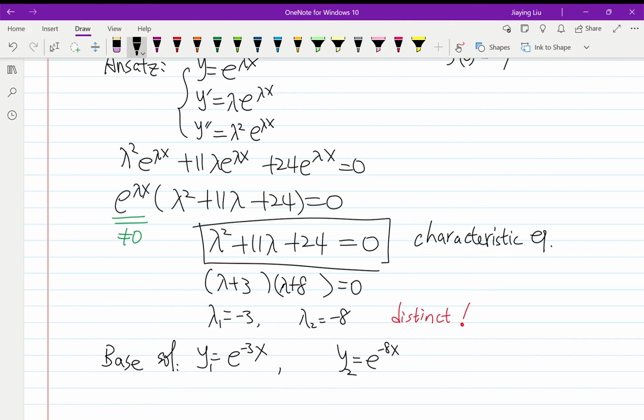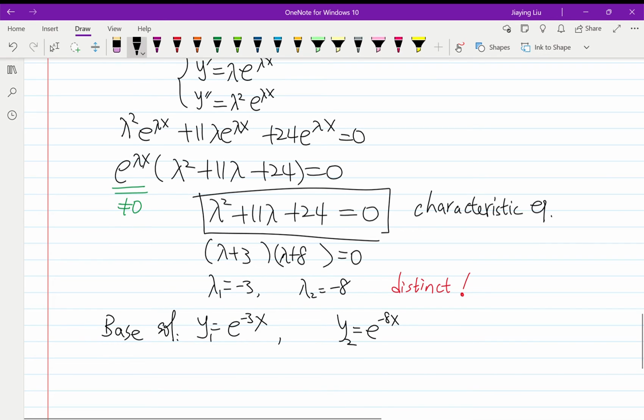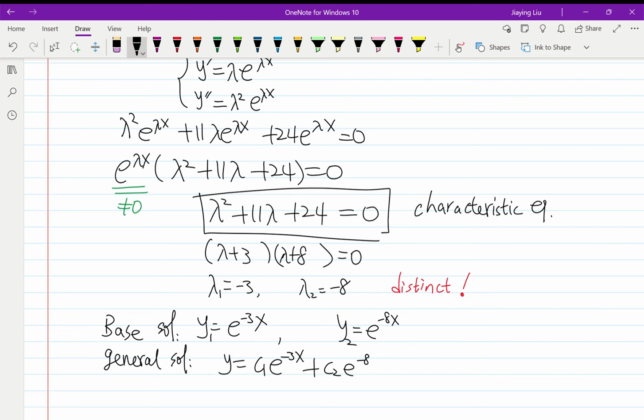And any combination of them, so if we take one multiplied by a constant plus a constant times the second one, that should also be a solution. That's the general solution. So we got y equals c1 e to the negative 3x plus c2 e to the negative 8x. So this is the general solution. In the future, if they say solve the differential equation and it doesn't give you initial conditions, you should reach the general solution, not the two base solutions.